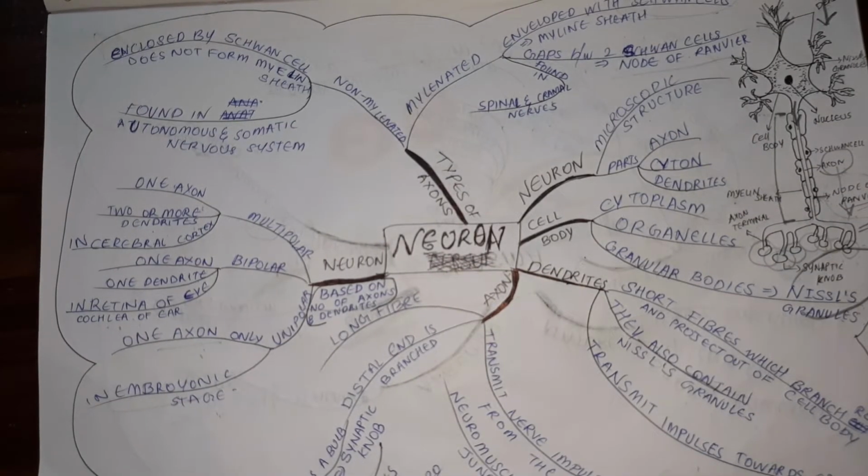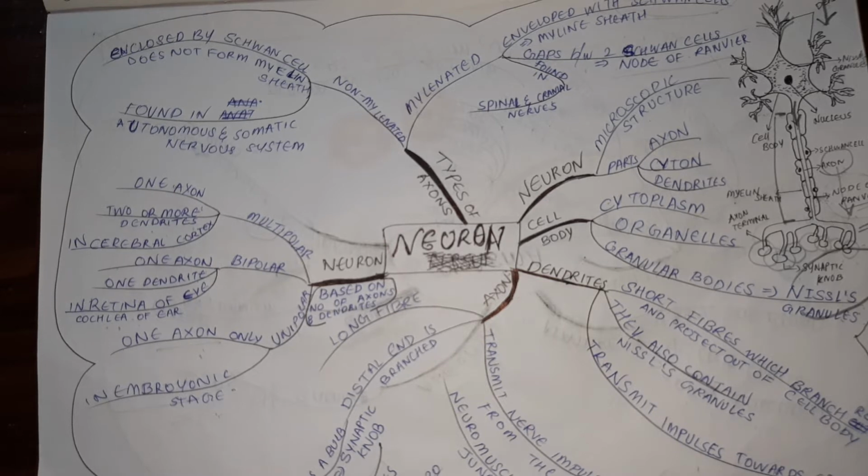This was a one-shot video about nervous tissue. We will revise it once again. Nervous tissue contains basically neurons. Neurons are the unit of the nervous tissue. They are the cells which form the neural tissue.